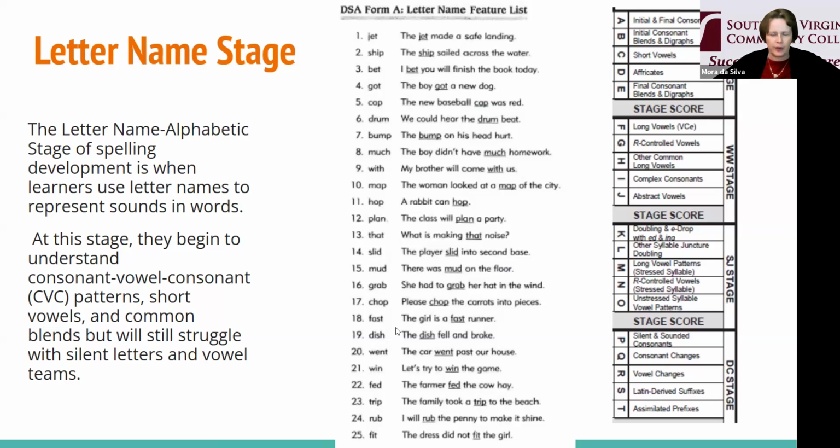So here is how I figure out their letter name stage. I give them the 25 word list. This is DSA Form A. There is, by the way, a Form B, so you could diagnose, say, after a year, after 6 months, and see where they're at. And this is the technical stuff about what the features are at the letter name stage. It's technical, and frankly, not terribly important that you understand all of this.